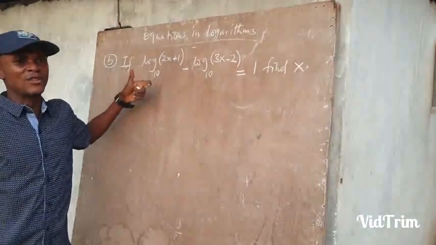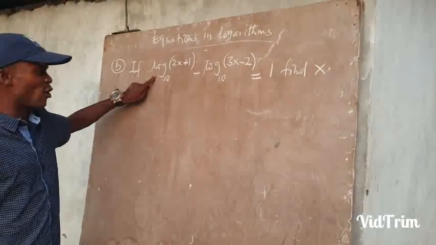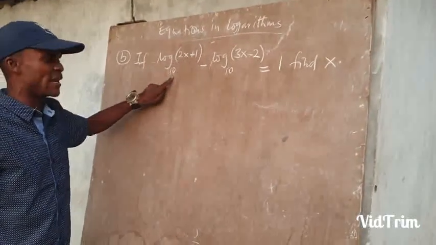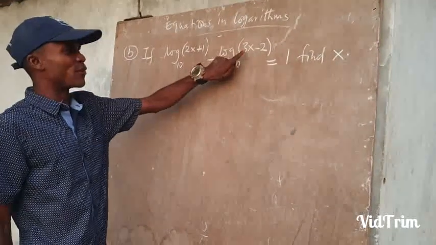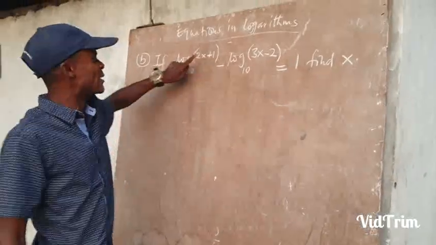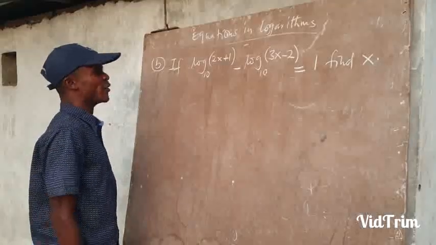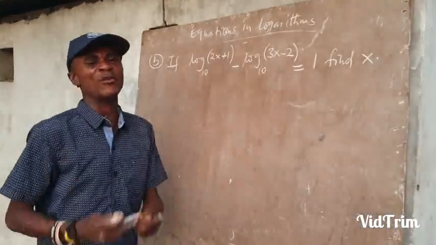The other question is also a past WAEC question. They are saying if log of 2x plus 1 base 10 minus log of 3x minus 2 base 10 equals 1, find x. That means what is the value of x? This x that you are seeing. We proceed with the theorems. Anytime we have division, we subtract them.